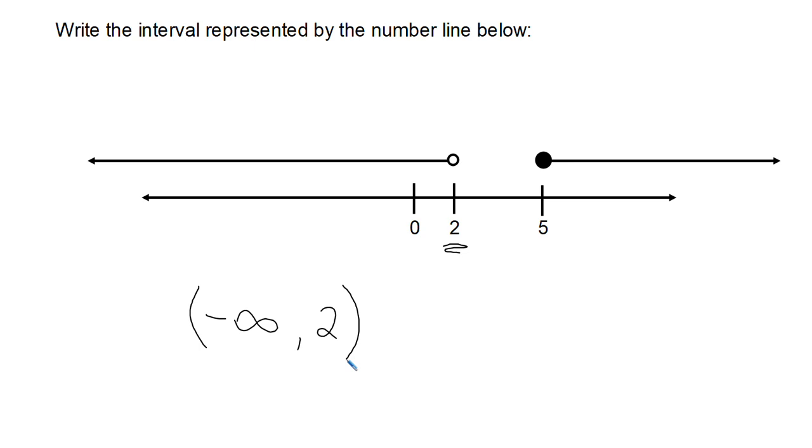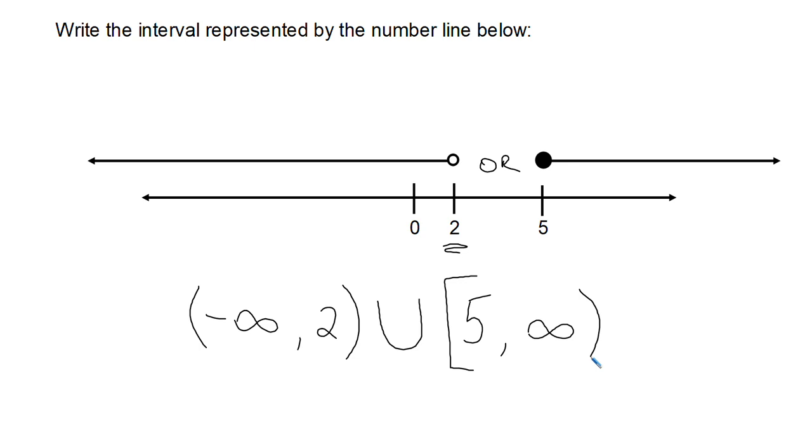Then we have a gap in the middle between the two little line segments, or the two rays, right? That gap in the middle means or, which in interval notation is a union symbol. And then we pick back up again at 5 because it's a closed circle. The 5 is a bracket. And then it goes forever to the right, which means to infinity.